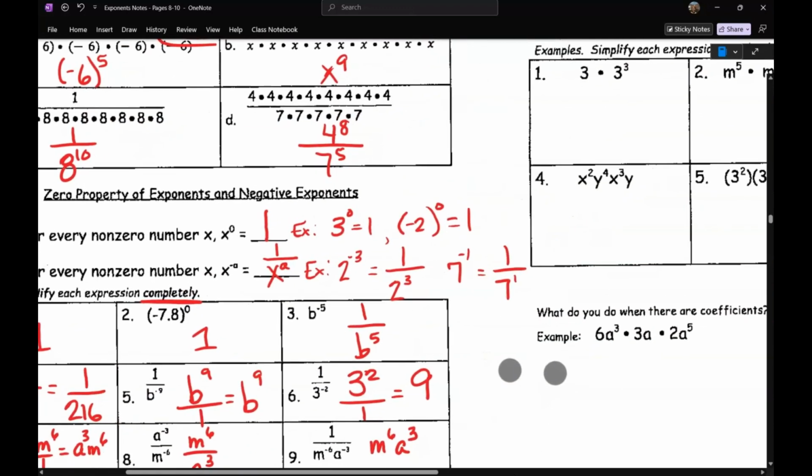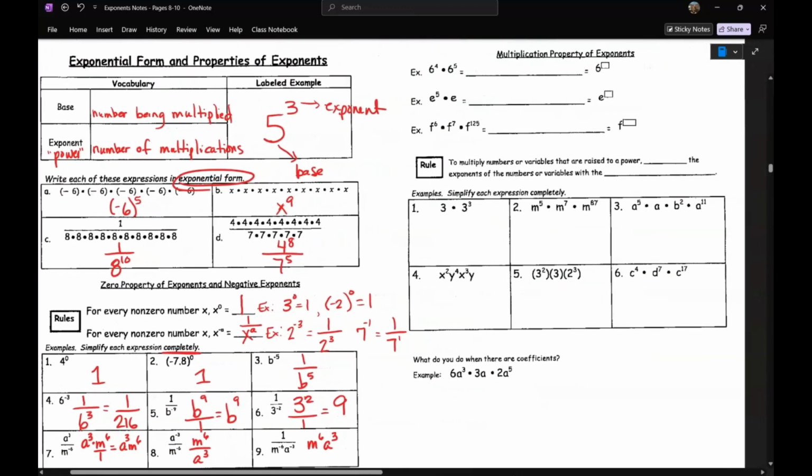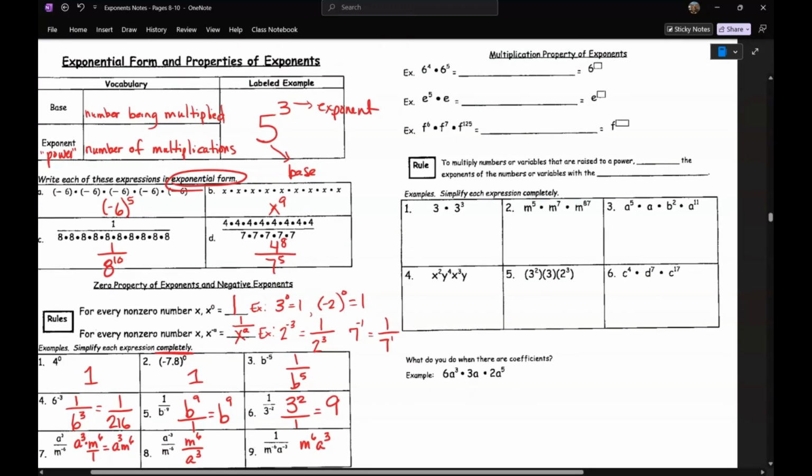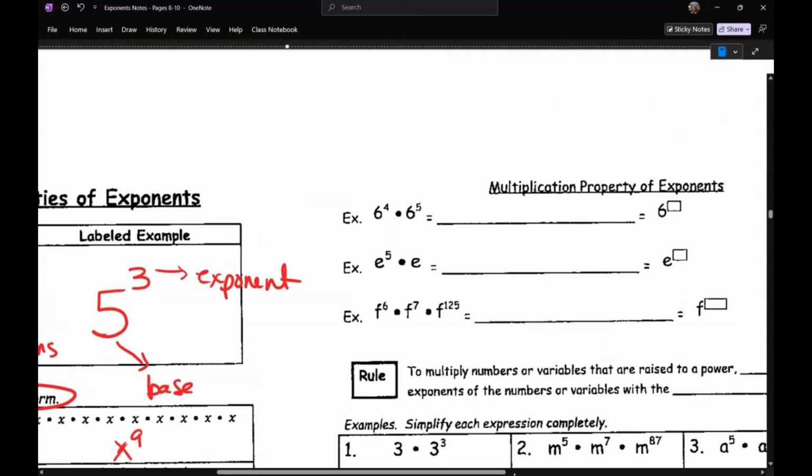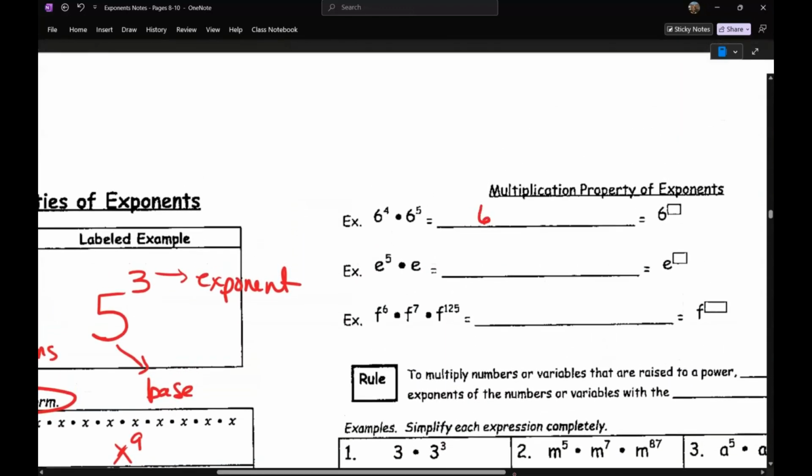All right, let's recap. Our next section was what we did yesterday with multiplying. So we know that anytime we have the same base, we're going to add our exponents. So our first one is going to be 6, and we're going to add the 4 and the 5, and that would be 6 to the 9th.